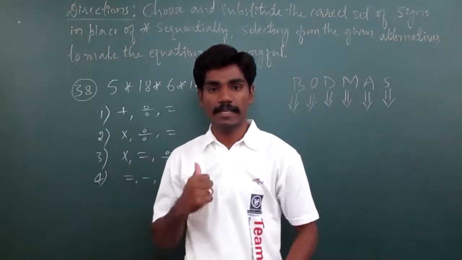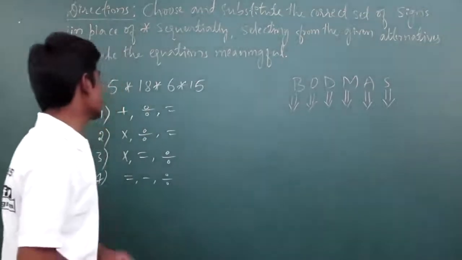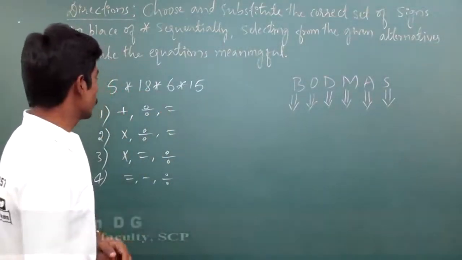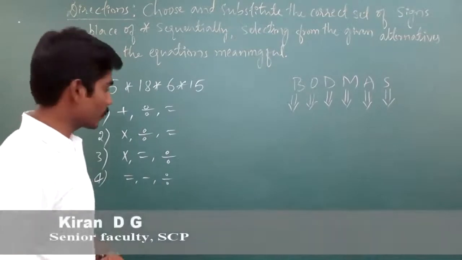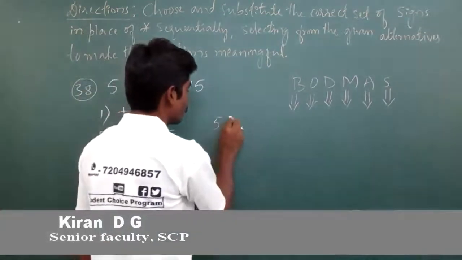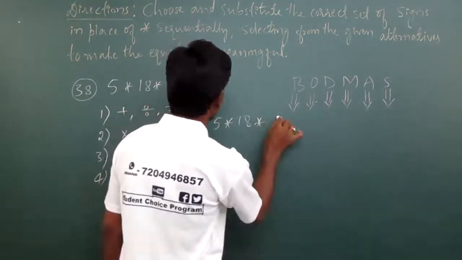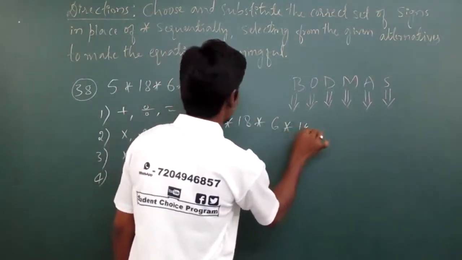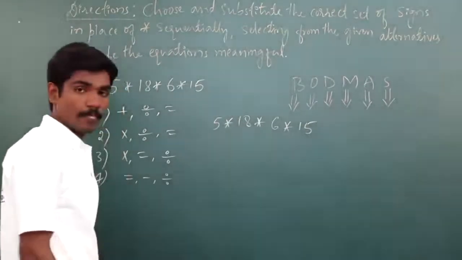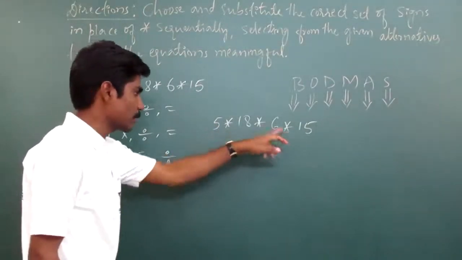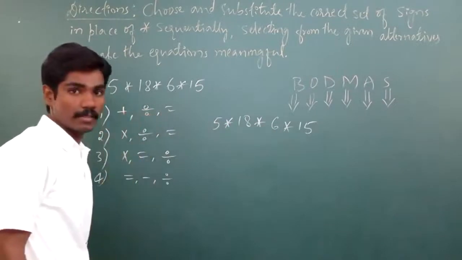Well friends, here is the next problem. The given problem is 5 star 18 star 6 star 15. To solve this, let me first consider the given question as 5 star 18 star 6 star 15. Okay. Now, what do we have to do? We have to replace these sets of stars by the sets of signs.